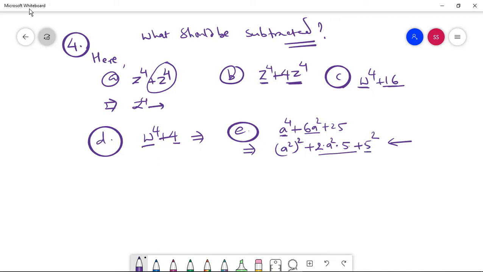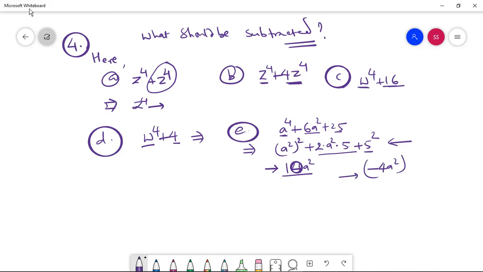So what should we subtract from 6a square? Can you compare once? It's very interesting. If we subtract minus 4a square, then minus 4a square becomes plus 4a square, which will be added in this term, and it becomes a perfect square. So we have to subtract minus 4a square.